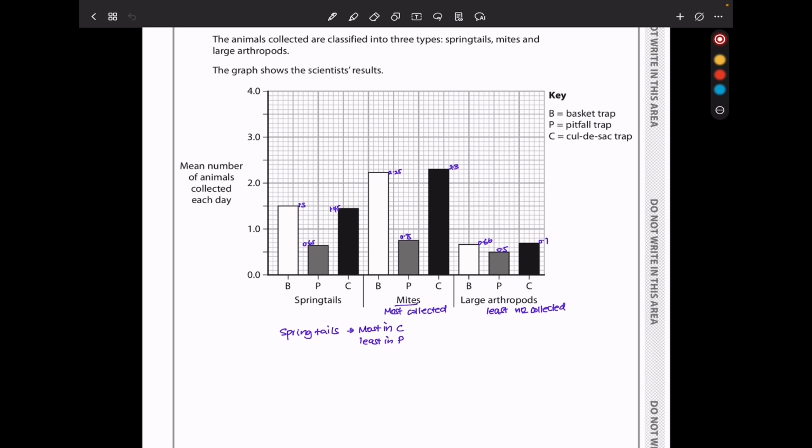On the vertical axis, we have the mean number of animals collected each day, and on the horizontal axis, we have the different animals collected. We can see the key is given here. We have the basket trap, the pitfall trap, as well as the cul-de-sac trap. Looking at all the organisms, we can see mites were the most collected, and the pitfall trap collected the least, while the cul-de-sac as well as the basket trap collected almost equal numbers. With all organisms, the pitfall trap collected the least number of organisms, and the most collected organisms were the mites, while the least collected were the large arthropods.